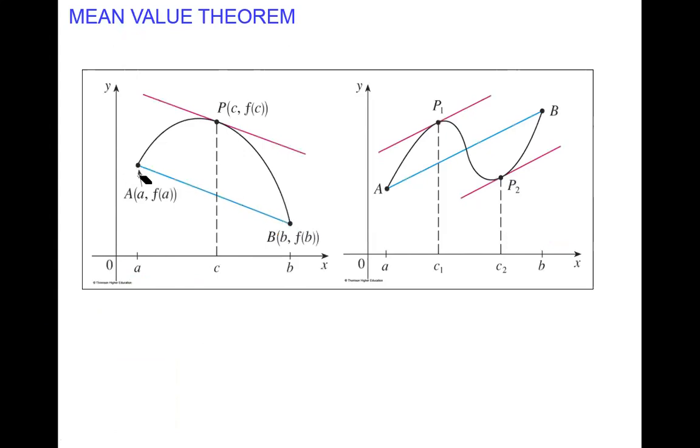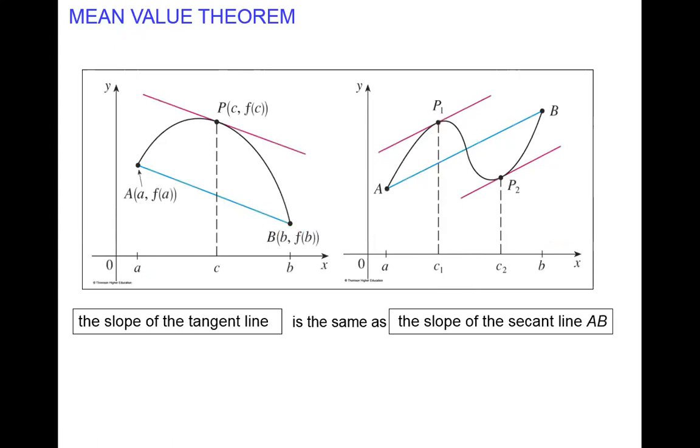The slope of the secant line connecting a and b is exactly the same as the slope of the tangent at a certain point, but this point will always fall between a and b. Or if the function is more fancy, we can even have 2 points, as we can see, c sub 1, c sub 2. Because the blue line is f of b minus f of a over b minus a, right? That's the slope of the secant. And I can draw 2 tangents with the same slope. The slope of the tangent line is the same as the slope of the secant. It's a really nice interpretation.